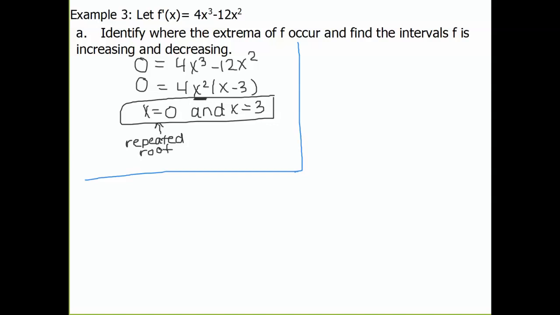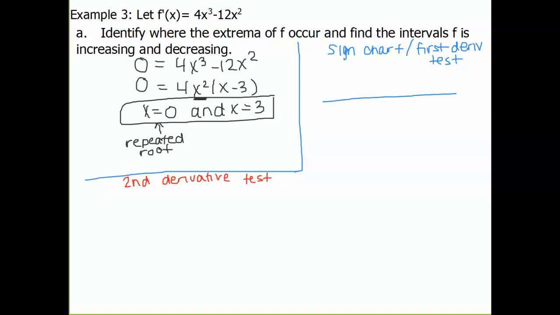So you have the sign chart method, which is the first derivative test. And then we can also use the second derivative test. So for the sign chart, we have every key piece of information we need. We're going to make our number line. Now remember, the number line means nothing on the AP exam, so you have to put it into words.